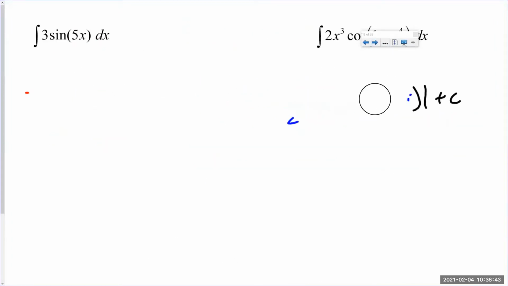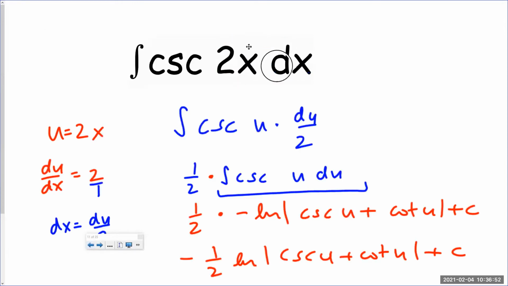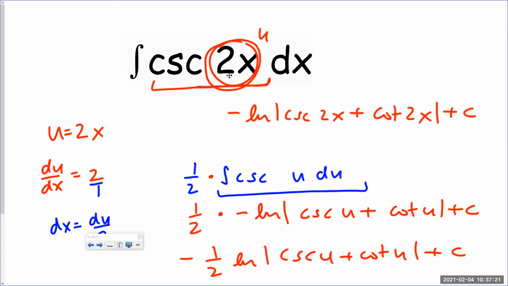Let's do this one. Now some of this is review. Some of these you should be able to do. Well, let me just go backwards and make sure you understand the shortcut. Guys, if I make the argument my u, and this sits on my formula sheet, does cosecant u sit on my formula sheet? Yes, right? There's kind of a shortcut you can do, and that shortcut is you just take the integral of cosecant u, which is negative ln of cosecant 2x plus cotangent 2x plus c. But then don't forget to what? Divide by the derivative of this. What's the derivative of 2x?